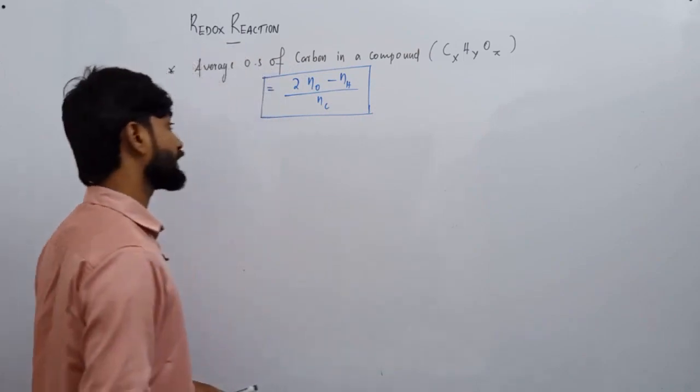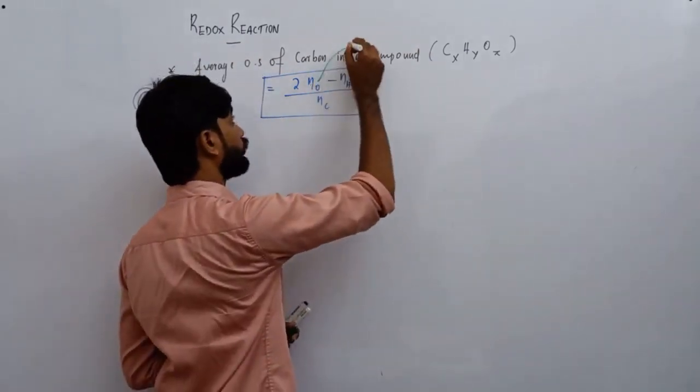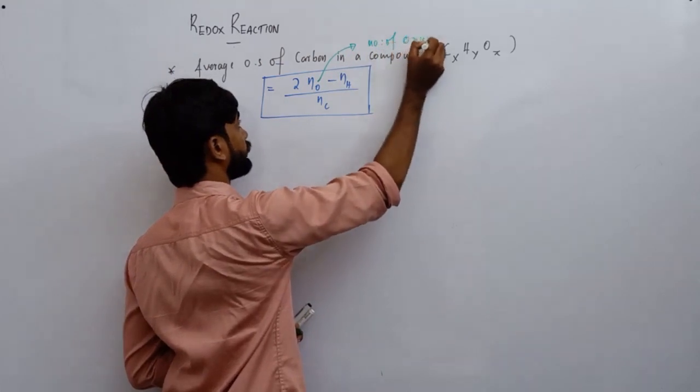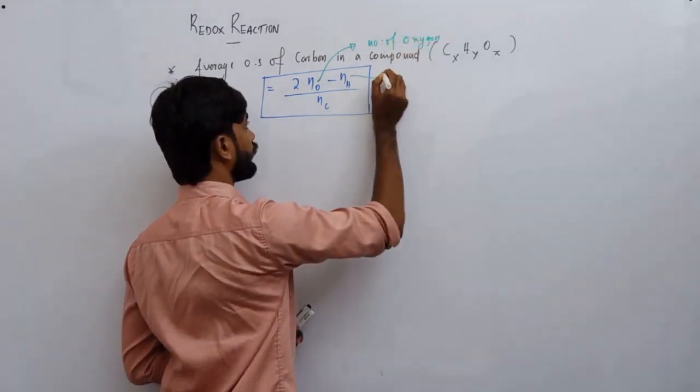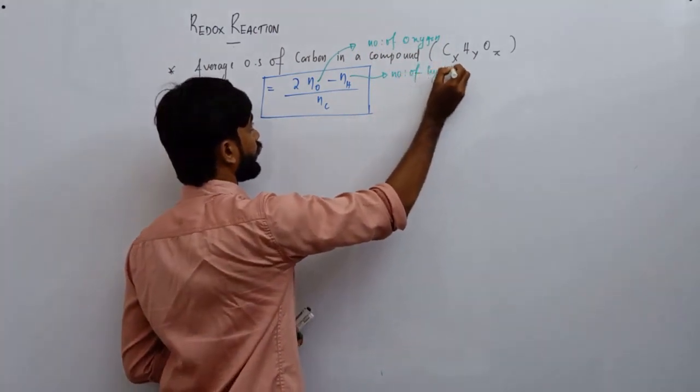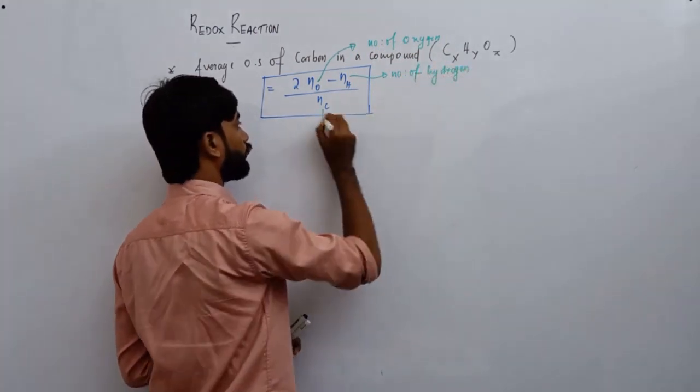Okay, twice the number of oxygen. What is NO? Number of oxygen. And what do you mean by NH? Number of hydrogen. And what about NC?